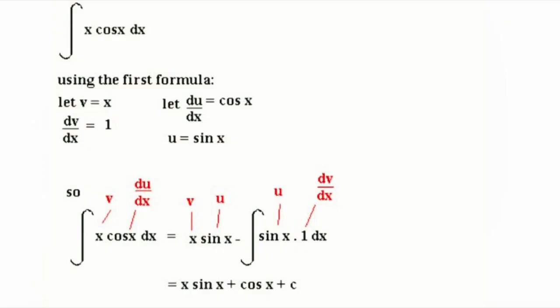Let's see an example. In this integral, we take cos x as v and x as u. As both of these are easy to integrate, we will directly put the values according to the formula uv minus integral v du. So that's how integration by parts works.